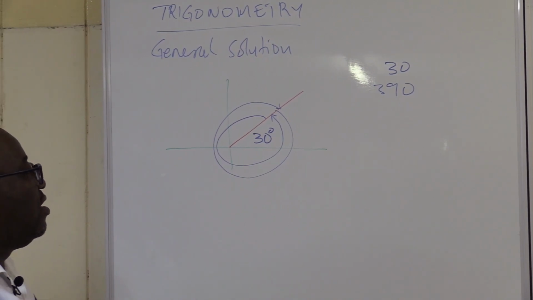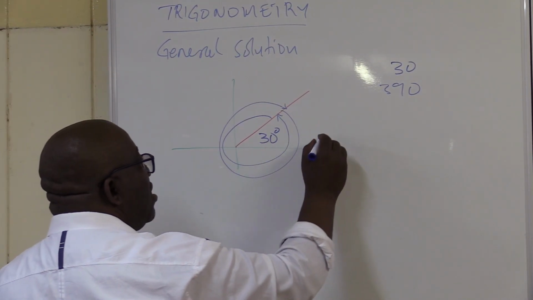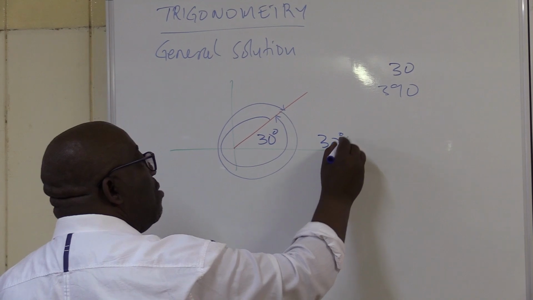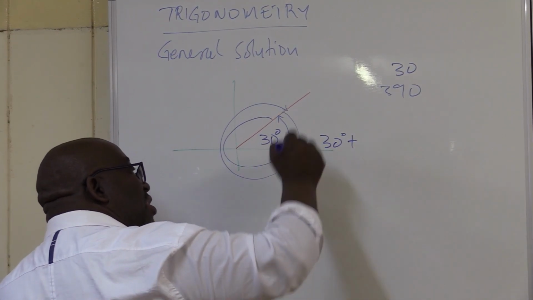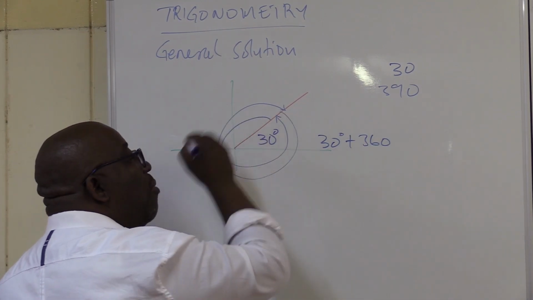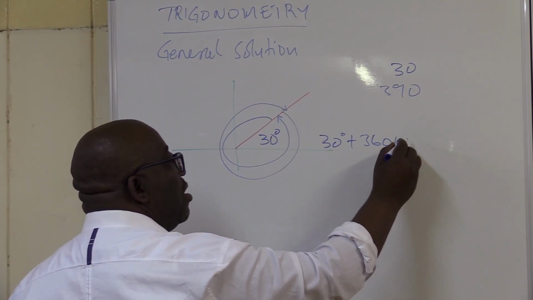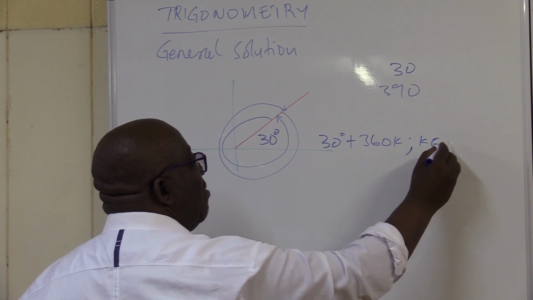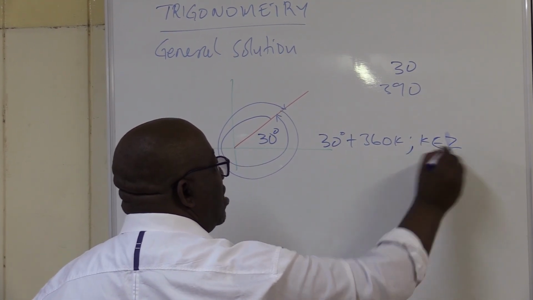So the solution will be 30 degrees plus the rotation, if it's sine and cos, plus 360k. It depends on how many times I rotated. And this k must be an element of the integers, of Z.